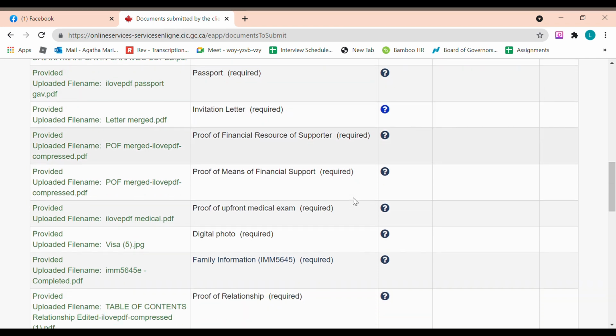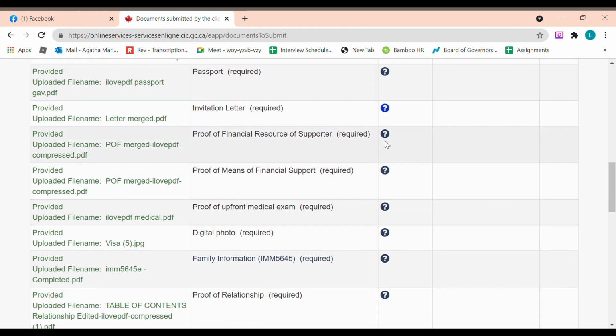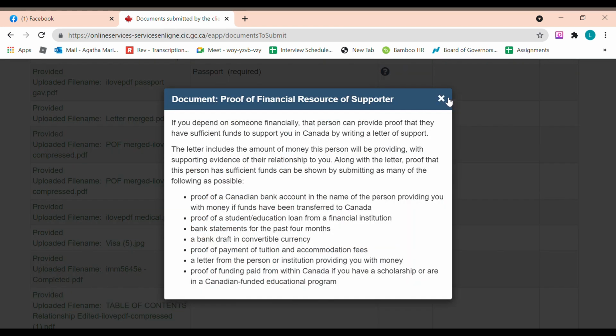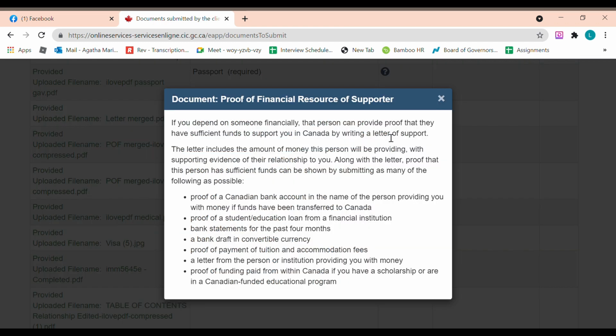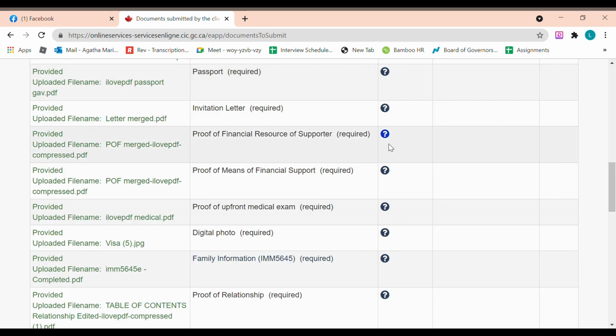And next is proof of financial resource of supporter and proof of means of financial support. This basically, I think I have submitted the same one. Yeah, I did submit the same document. So this is where I submitted also explanation letters from my sponsor. So if they do have a letter of support, this is where you include that, and their financial documents. So my sponsors submitted COEs, bank documents, bank certificates, bank statements, properties that they have.